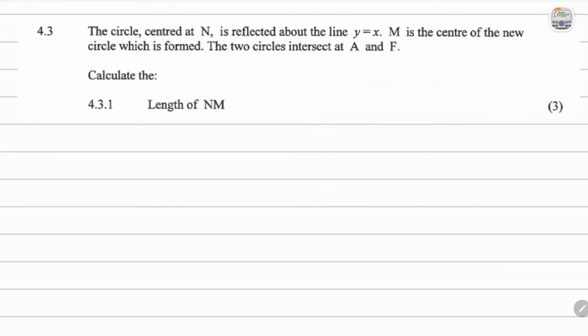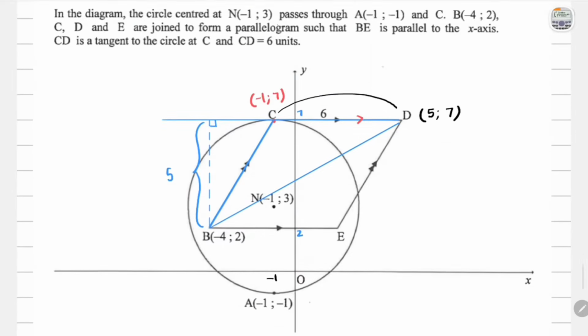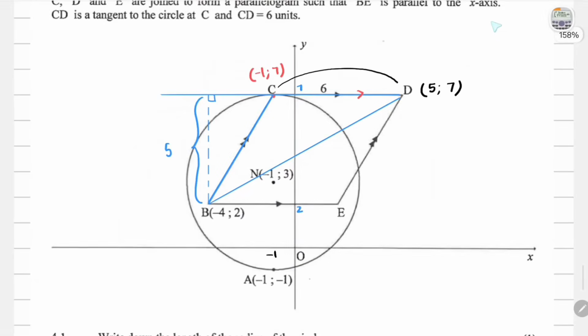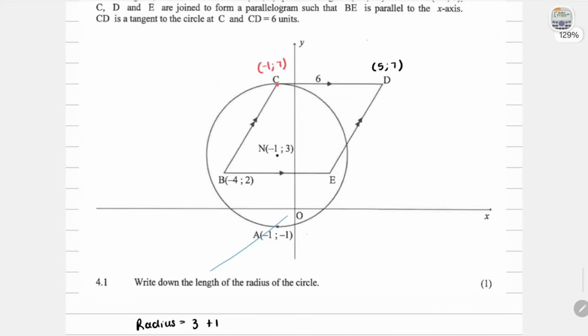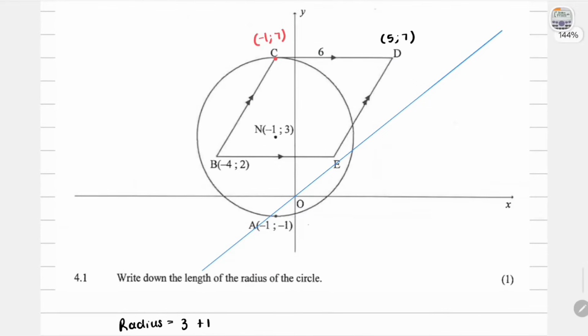So to find NM, we just really need N and M. We know that M is the center of the new circle which is formed. Okay, so let's just get rid of some things here. So the line y equals x is like that. And when we have this line, the circle will be reflected across this line. So it will still be the exact same size, same circle, just reflected across that line, giving you the inverse of this circle. Now, a circle is a cyclic shape with the same type of curvature all around. It's not like an oval, so it's going to still be a circle.